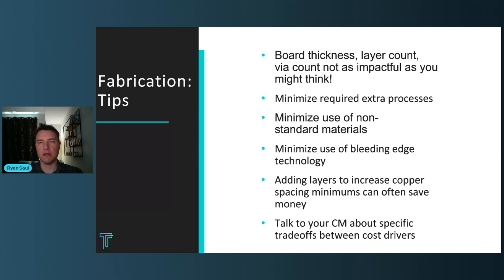I would say the headline of trade-offs between cost drivers for me is usually avoid sequential lamination. If you can possibly have your board fabricated in one lamination cycle, you should do that. It's almost never worth it to decide to go to sequential lamination in order to save cost. It always adds cost. What do I mean by sequential lamination?